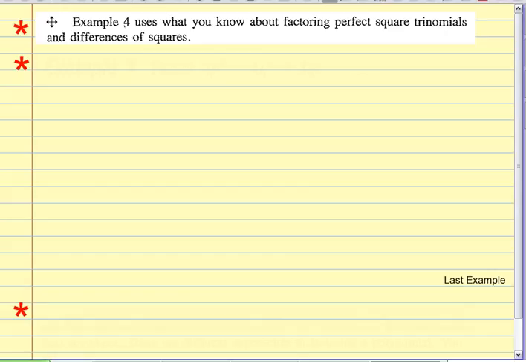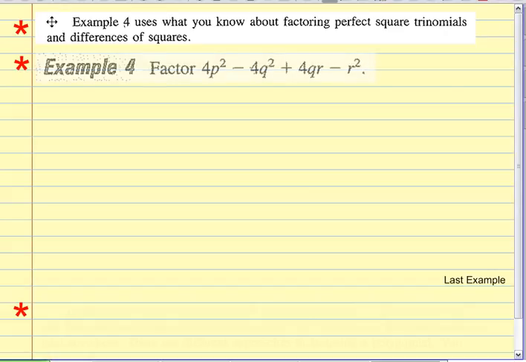All right, example number 4 uses what you know about factoring perfect square trinomials. I remember that. The first term is a perfect square, the last term is a perfect square, and the thing in the middle is the 2 terms multiplied together and doubled. Okay? We talked about that. All right. And the differences of squares. We've talked about that. All right, well, let's see what happens. That's what example 4 uses.